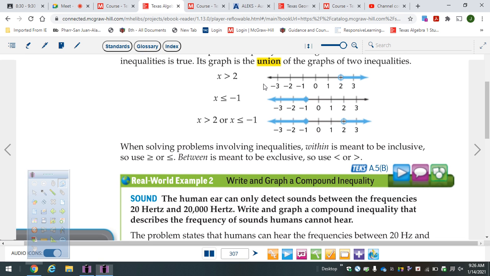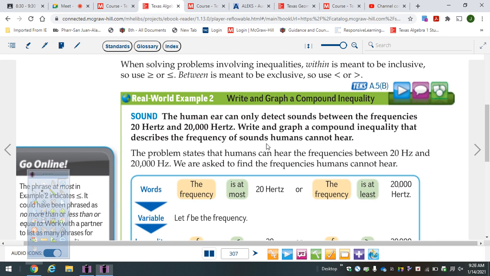So same idea. You see this part goes to the right, and this part goes to the left. I can't be in the same spot, so I'm either here or I'm here. So that would be your answer for or statements.